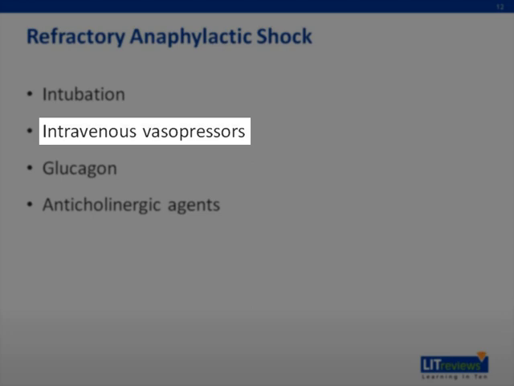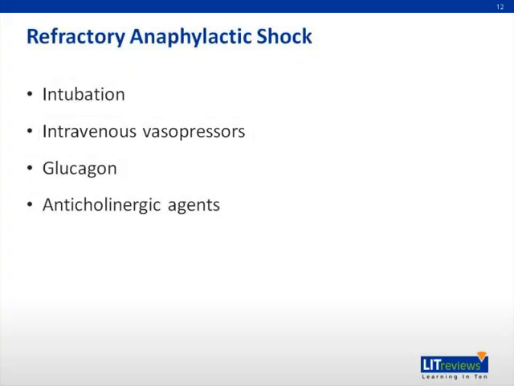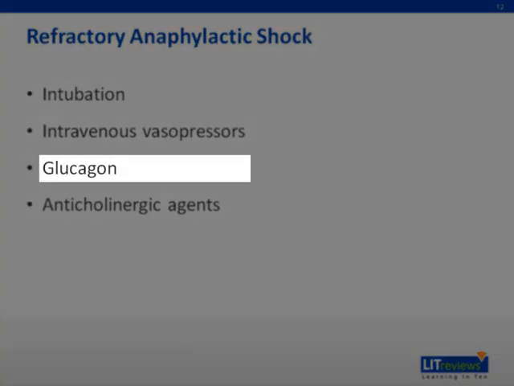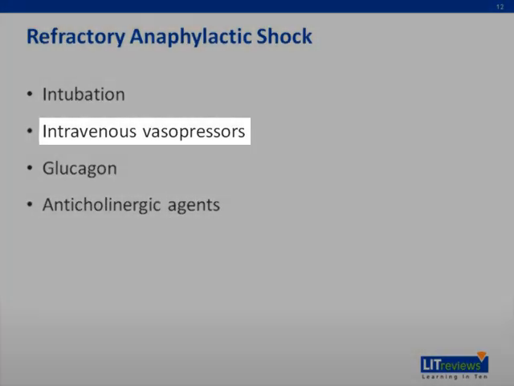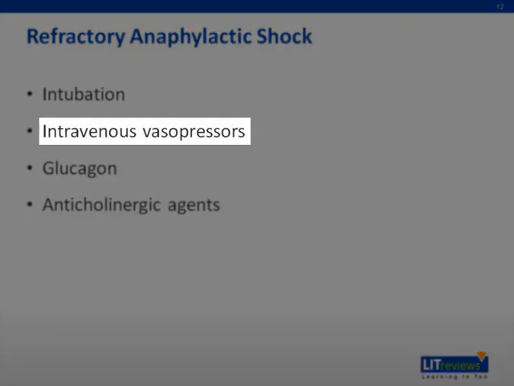In patients with anaphylactic shock who are on beta blockers and not responding to epinephrine, glucagon may be administered for its chronotropic and inotropic cardiac effects. Similarly, anticholinergic agents such as atropine and ipratropium may be administered in patients with persistent bradycardia and bronchospasm respectively.